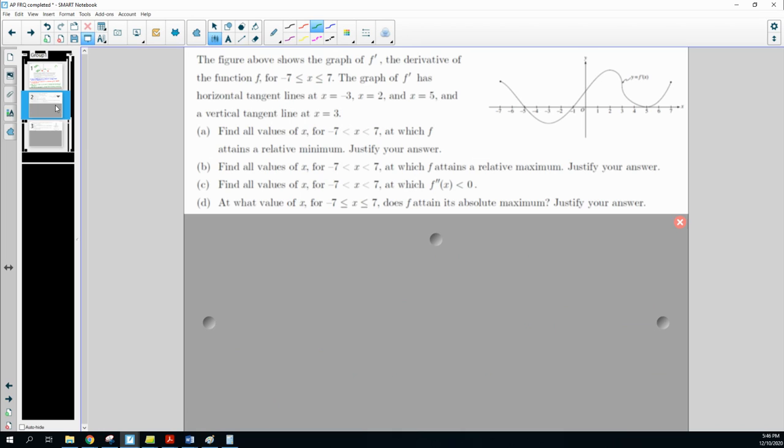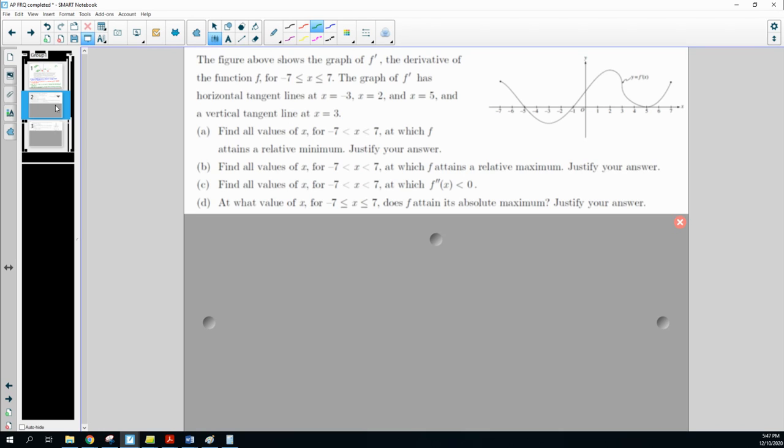So this figure over here is the graph of f prime. So again, we're looking at the derivative graph. And they tell us that it has horizontal tangent lines, similar to the other question, and there's a vertical tangent line at x equals 3. So we can see all of this from the graph. The horizontal tangent lines are where we have derivatives equal to 0, and the vertical tangent line is where the derivative does not exist.